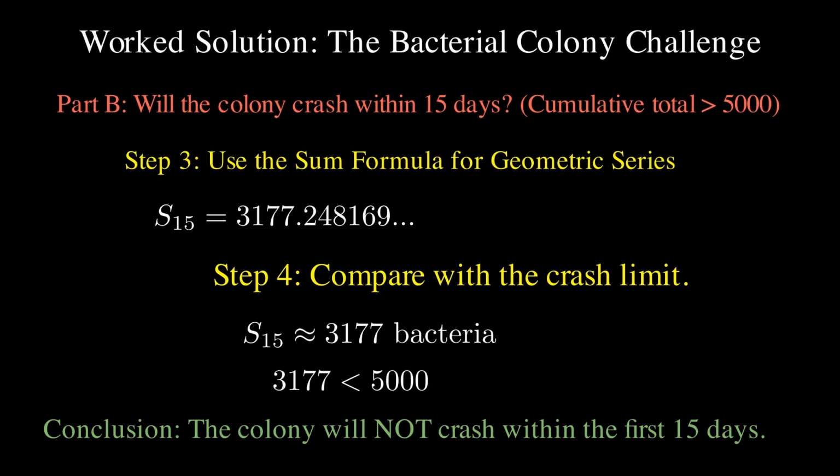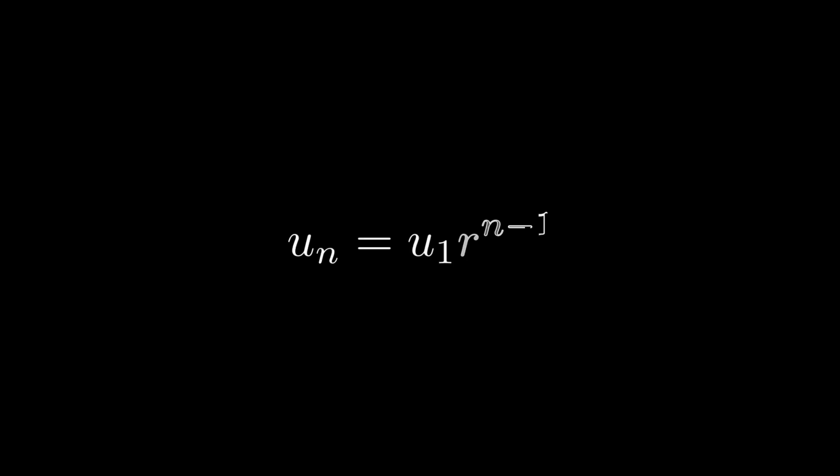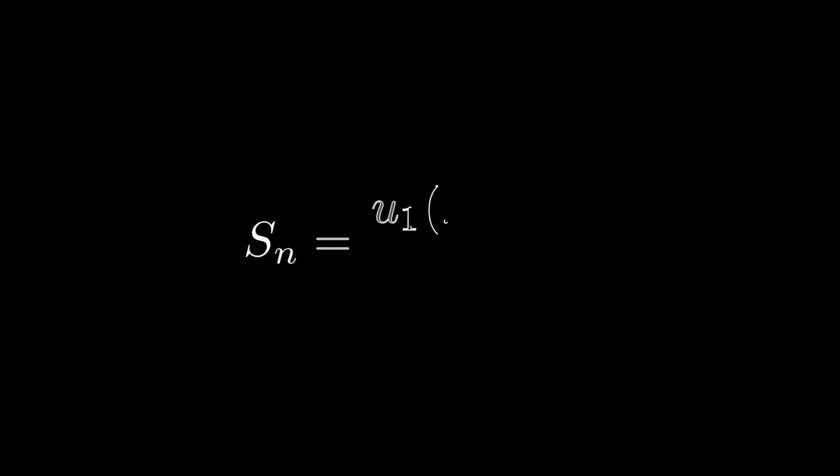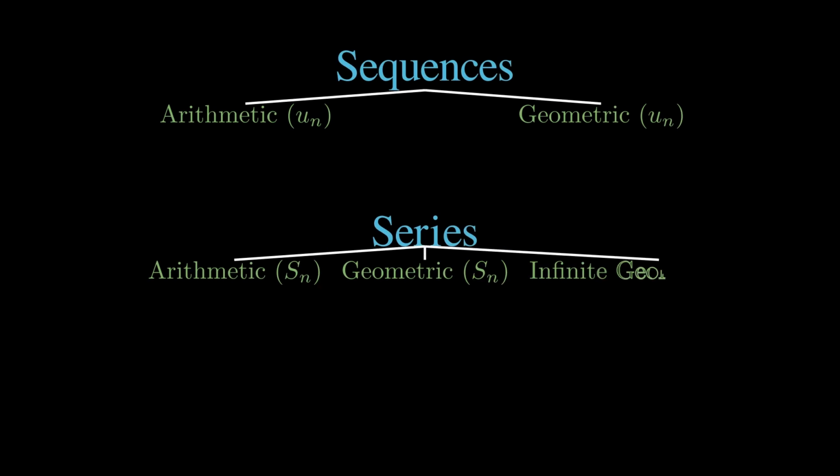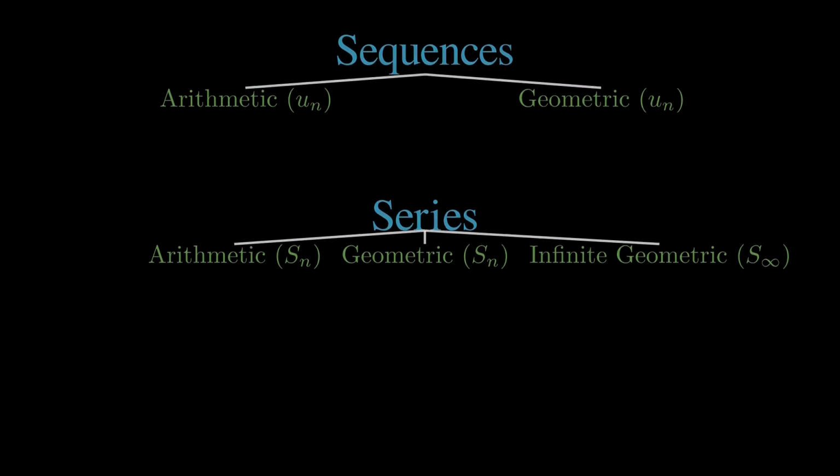And there you have it. From a growing bacterial colony, we've successfully applied our knowledge of sequences and series. Remember, the key is to first identify whether you're working with an arithmetic or geometric progression. Now then, if it's a sequence or a series, with those pieces in place, your IB formula booklet provides the exact tools you need. We learned about general terms like un equal u1 times r to the power of n minus 1 for geometric sequences, and formulas like Sn equal to u1 times r to the power of n minus 1 over r minus 1 for geometric series.